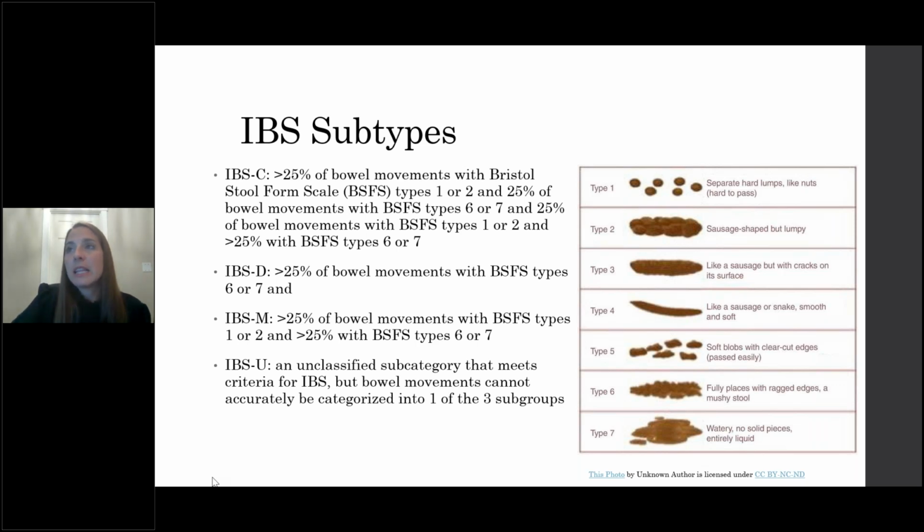And you can see that the IBS subtypes are actually using the Bristol stool chart to classify those patients that are constipation predominant versus diarrhea predominant versus a mixed presentation, and those that are unspecified. And I'm not going to read through those, but sometimes I think it's nice when you're looking at these definitions to actually have the Bristol stool chart in front of you so that you can get a more clear representation of what these subtypes look like.